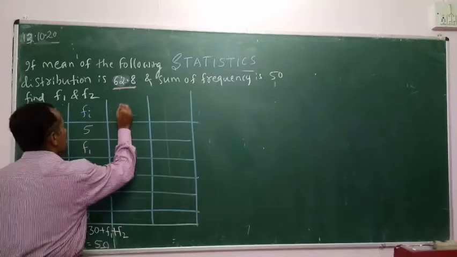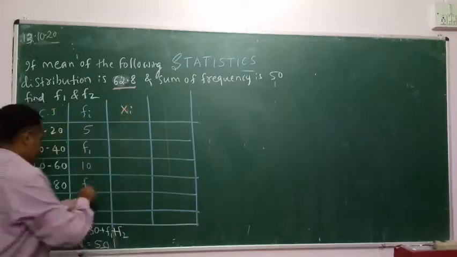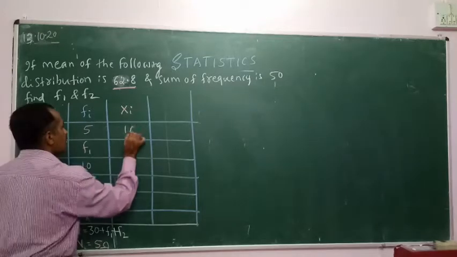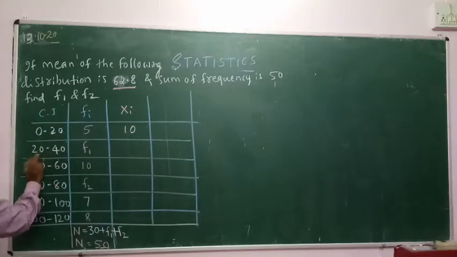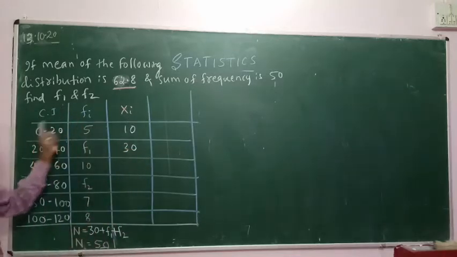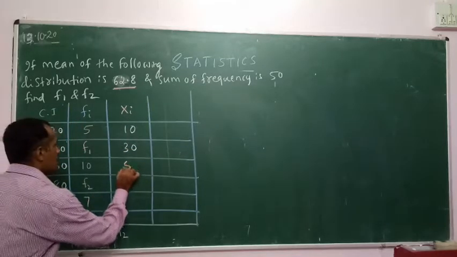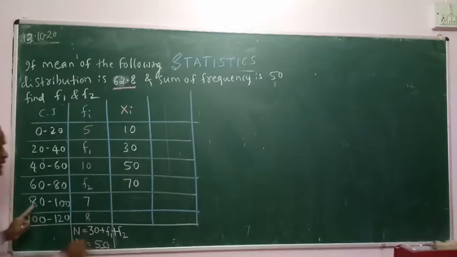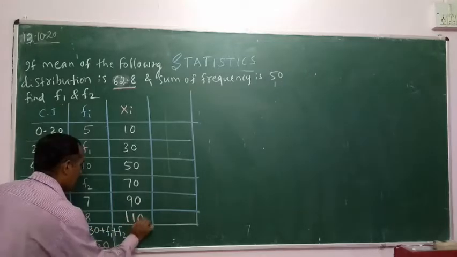Third column is what? Xi, the midpoints. Come on. 20 by 2 is 10. 60 by 2, 30. 10 more: 40 plus 10, 50, 60 plus 10, 70, 80 plus 10, 90, 100 plus 10, 110.